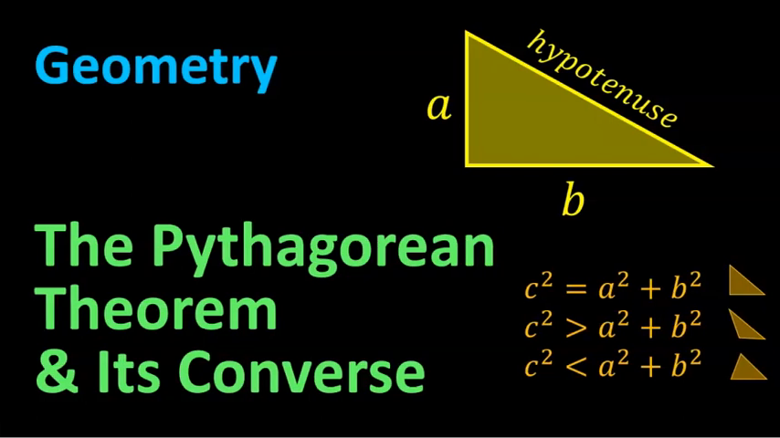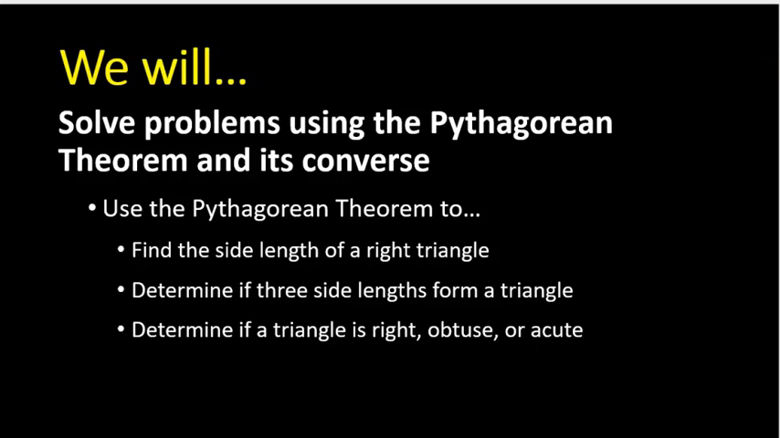Hello and welcome to Geometry, the Pythagorean Theorem and its converse. In this video we are going to solve problems using the Pythagorean Theorem and its converse. That means we're going to be using the Pythagorean Theorem to find the side length of right triangles, determine if three side lengths form a triangle, and determine if a triangle is right, obtuse, or acute.